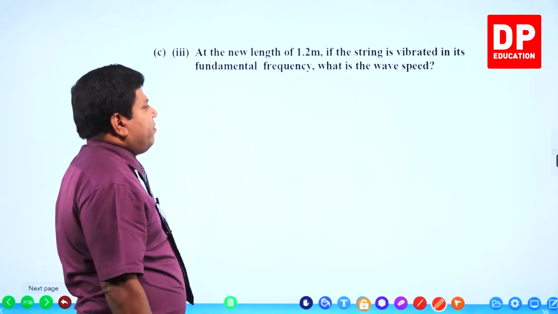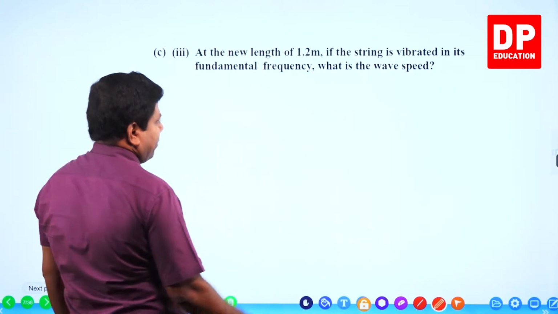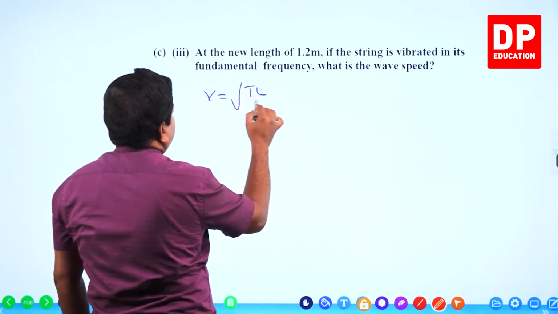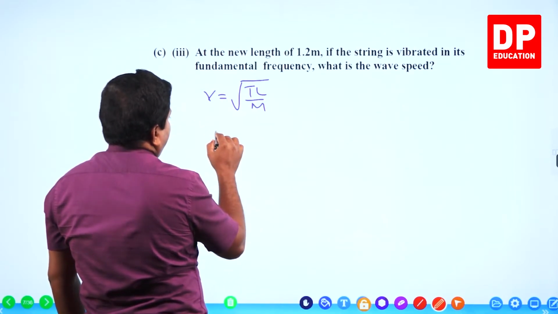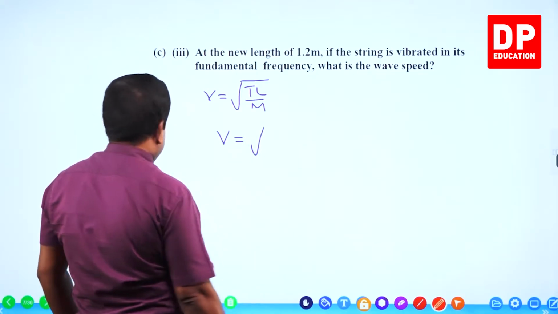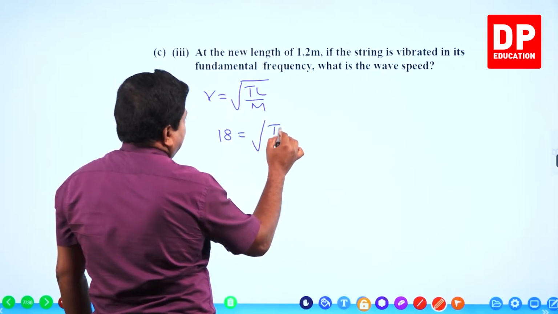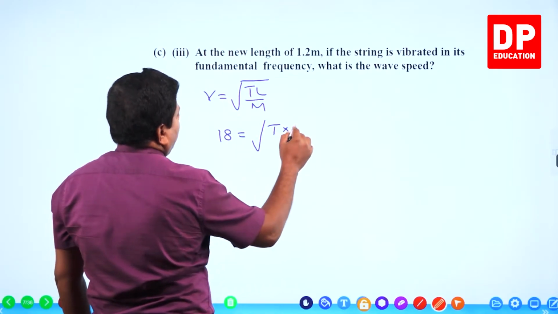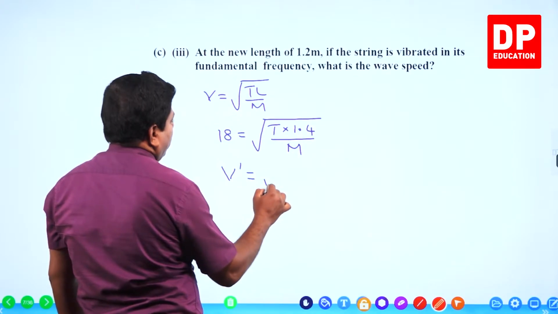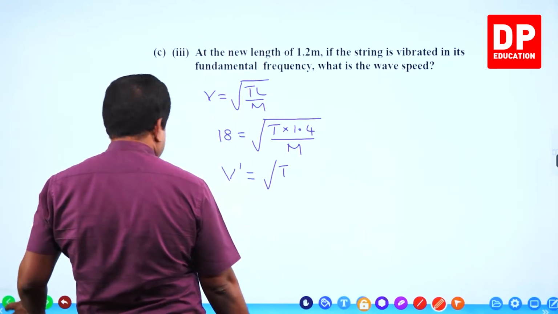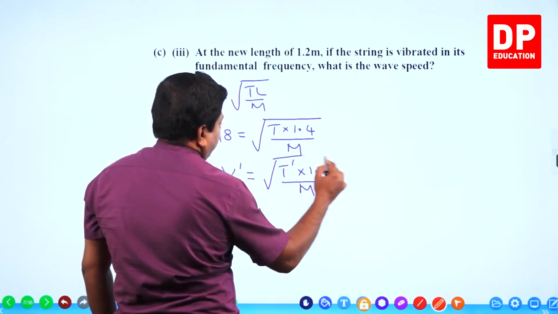At the new length of 1.2 meter, if the string is vibrated in its fundamental frequency, what's the wave speed? See, at 1.4 meter, they have given the speed as 18. So V equals square root of TL over M is the formula they have given. First case, V is given, 18 meter per second, T, L is 1.4 meter, M. Then we have V dash now, T dash, where T dash is half T. Length is 1.2 meter, right?